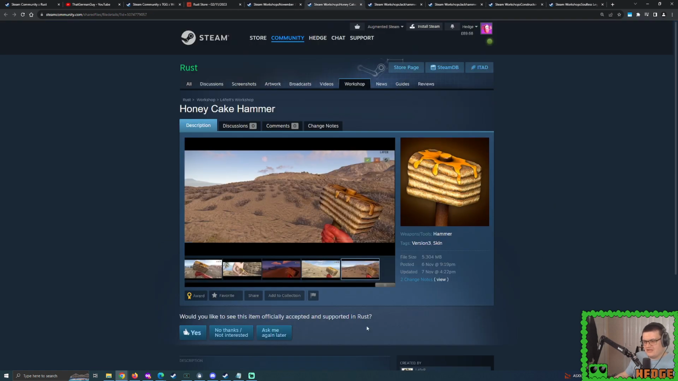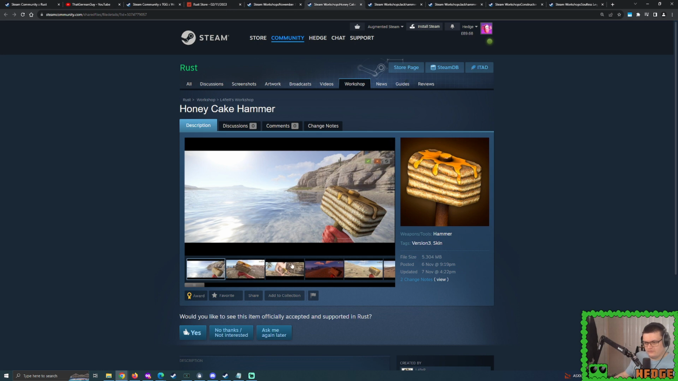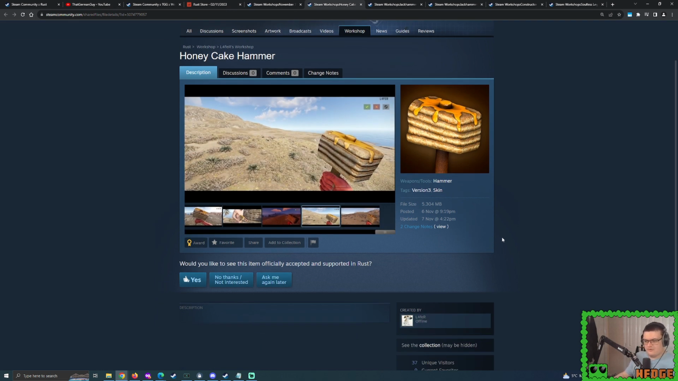We have the honey cake hammer. Get a good look at that. Oh, look at that syrupy drizzle. Oh, it's falling down. Oh, it's coating the entire thing. Oh, God, you might just want to take a bite out of it.